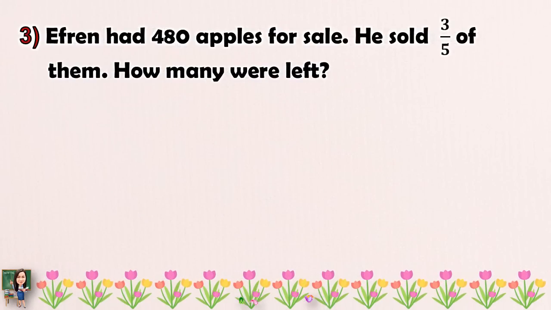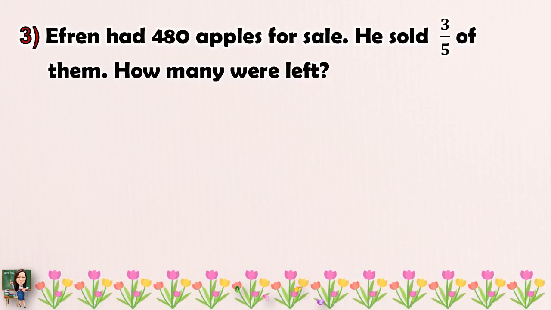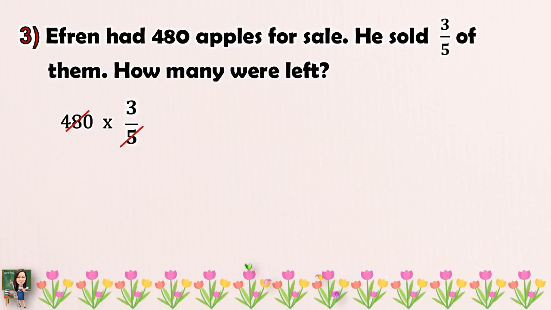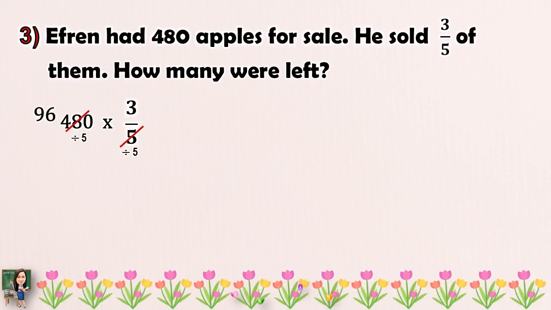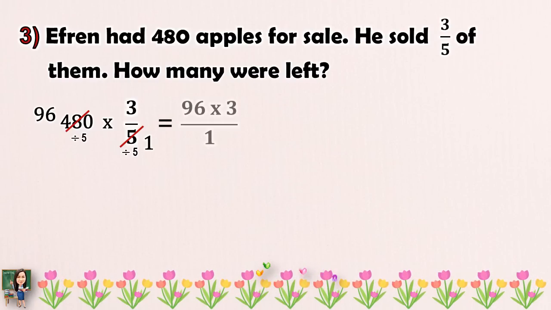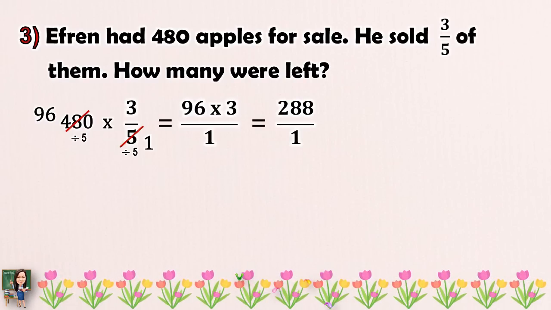Number 3. Efren had 480 apples for sale. He sold 3/5 of them. How many were left? To know the number of apples sold, multiply 480 times 3/5. Then use the cancellation method and find the GCF of 480 and 5. The GCF is 5. 480 divided by 5 equals 96. And 5 divided by 5 equals 1. Now multiply. 96 times 3 equals 288 over 1.